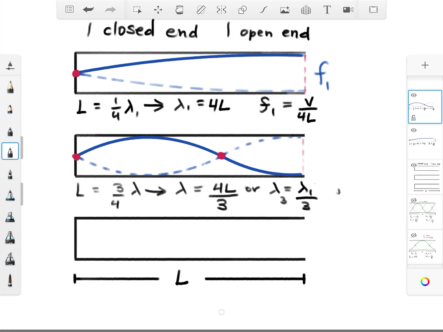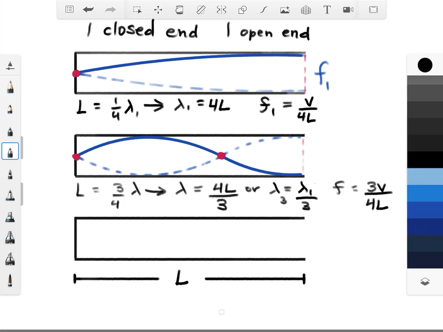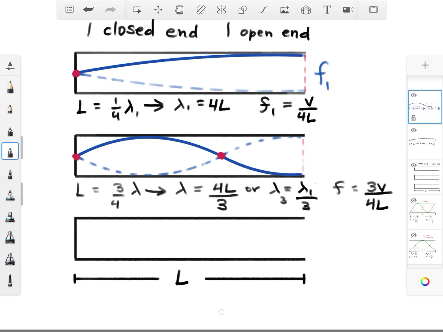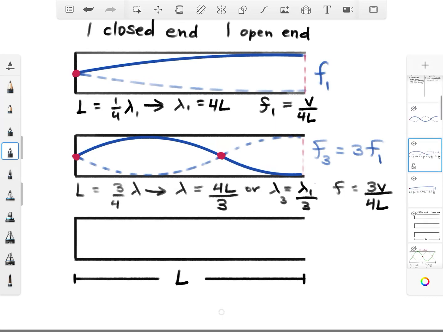Our next frequency is going to be 3V divided by 4L. Now, this part's super important. The next possible frequency is not F2, but rather it's F3. So it's equal to 3 times the original frequency F1. And then we can start to see a pattern for the next one, and any subsequent ones after that.